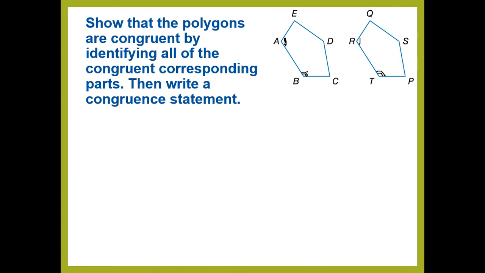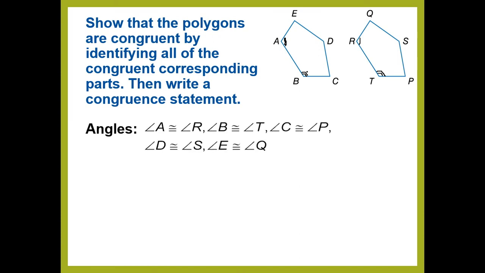We can do this for all of our different angles, and we will end up with all of these corresponding angle statements. So angle A is congruent to angle R. They're in the same position. Angle B is congruent to angle T. They are in the same position. The same can be said for angle C and angle P, angle D and angle S, and angle E and angle Q. This list right here is giving us all of our corresponding angles.